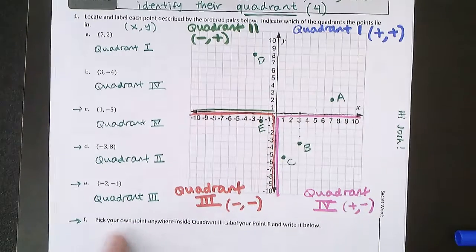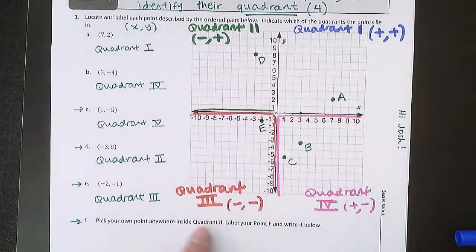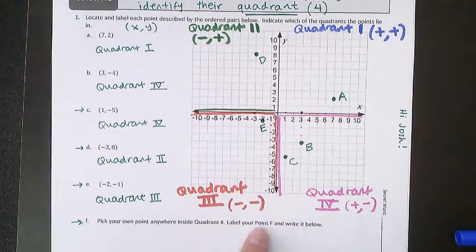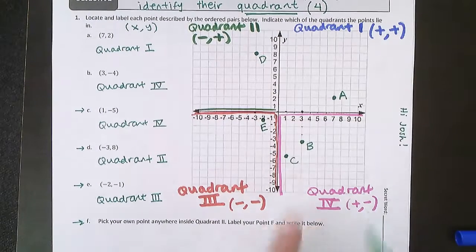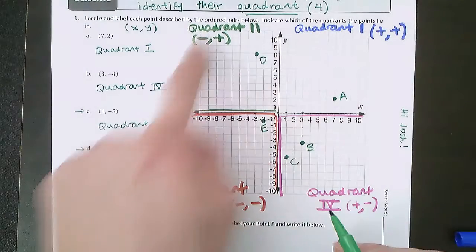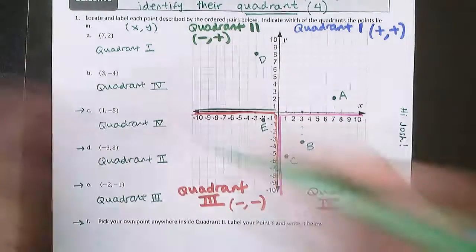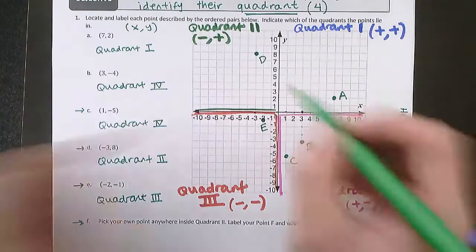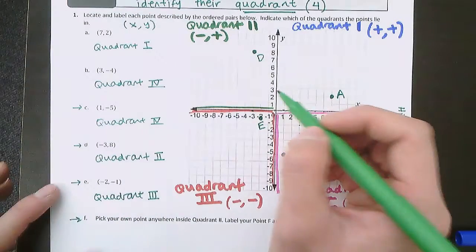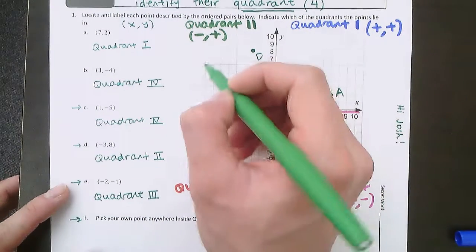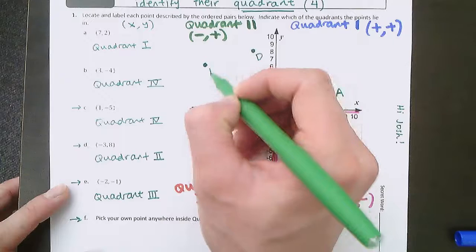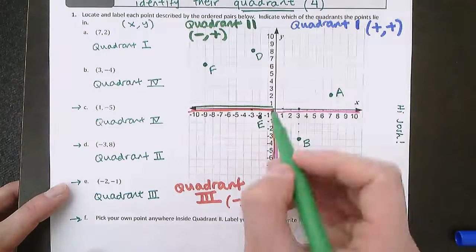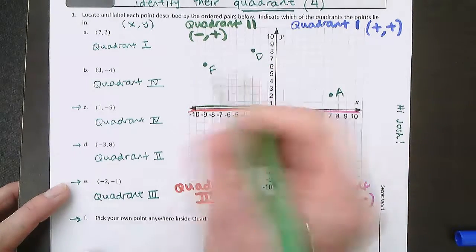Last one. Pick your own point anywhere inside quadrant 2. Label your point F and write it below. So quadrant 2 is here, so I can pick any point here. My answer is probably not going to match yours, but as long as it's in here, you're correct. So let's say I picked this one. And for me, that was negative 9 and 6.